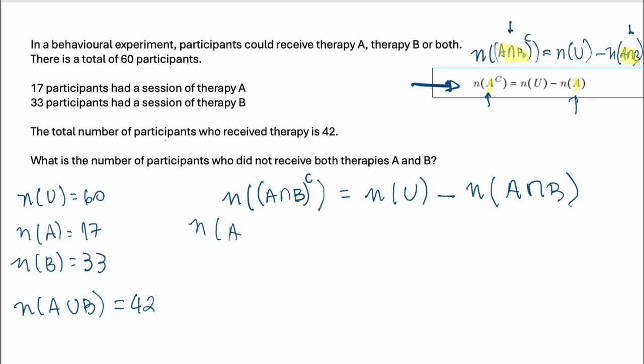All right, so let's work out this formula. So this, the size of A intersection B complement, is the size of the universal set minus the size of the intersection. Why did I continue with N of A intersection B? Well, I don't have that number to substitute. I have the number of A union B, but I don't have A intersection B. So I will have to find it.